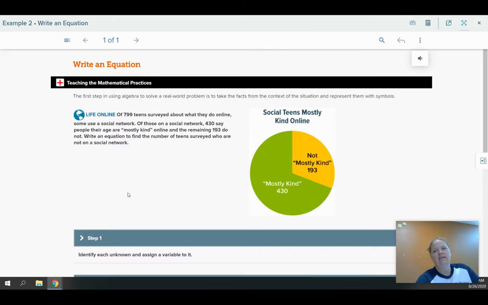Let's take a look at example number 2. The first step in using algebra to solve real-world problems is to take the facts from the context of the situation and represent them with symbols.